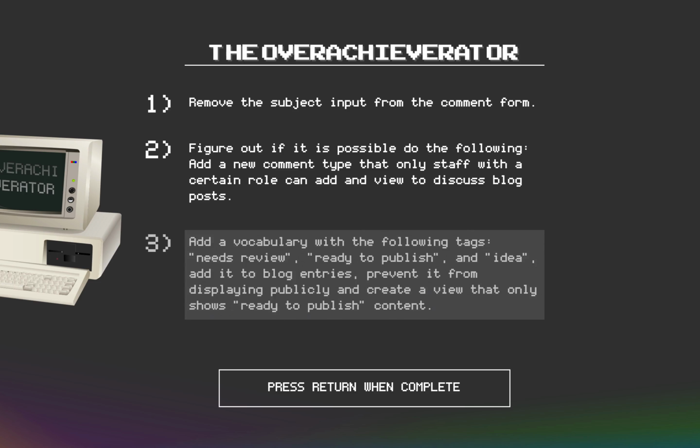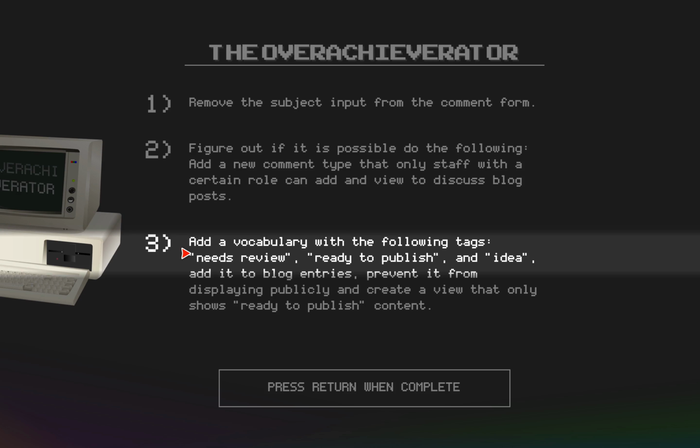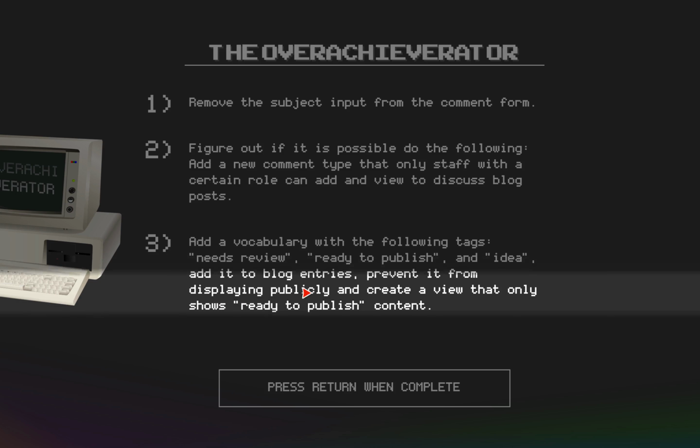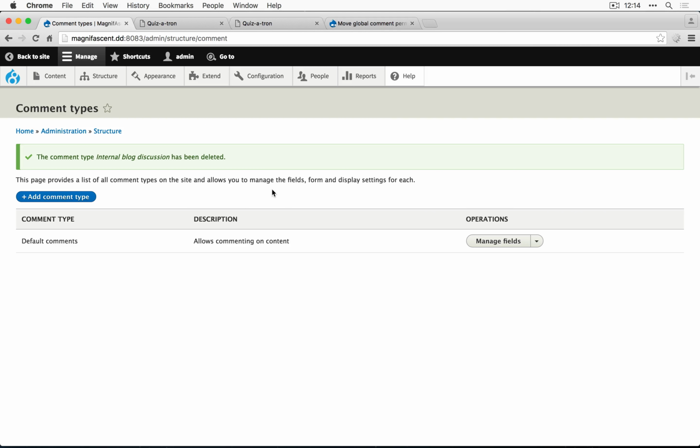Our final challenge was to add a vocabulary with the following tags: needs review, ready to publish, and idea, add it to blog entries, prevent it from displaying publicly, and create a view that only shows ready to publish content. So the first thing we'll do is add a vocabulary. Next, we'll add some terms to it. Then we'll add a field to the blog entries content type that references this vocabulary. We'll hide it and then create a view.